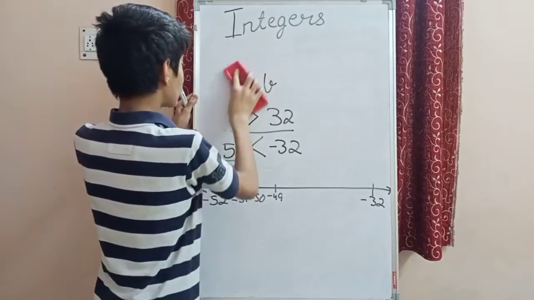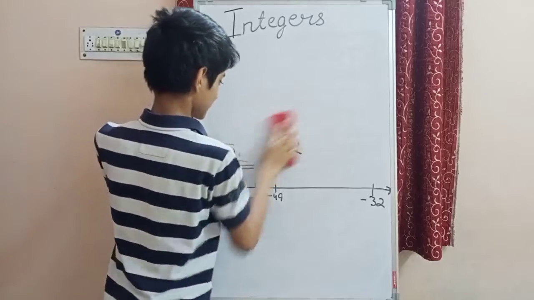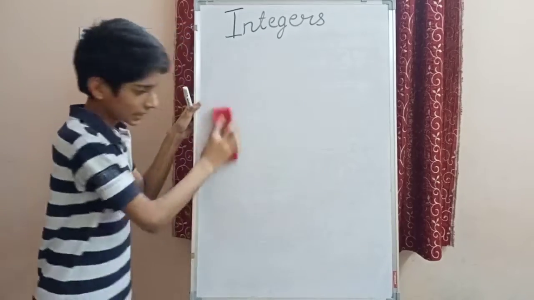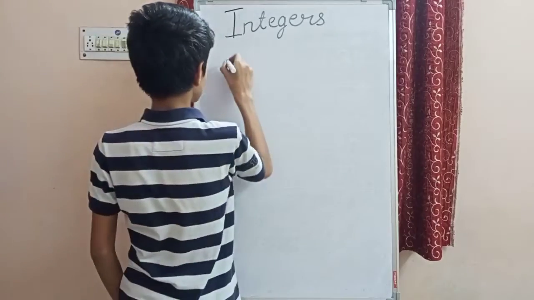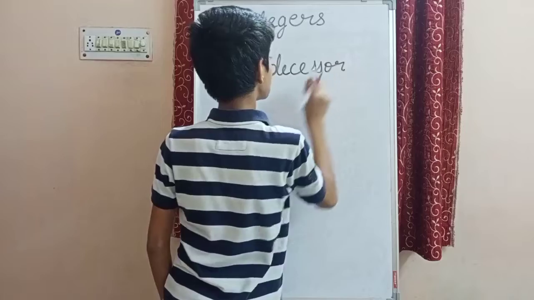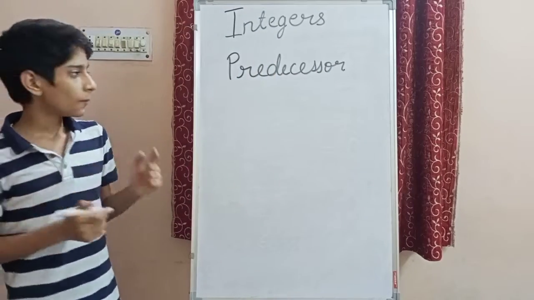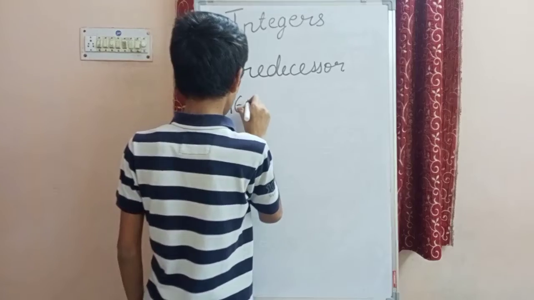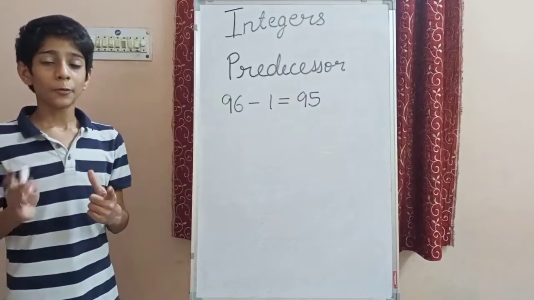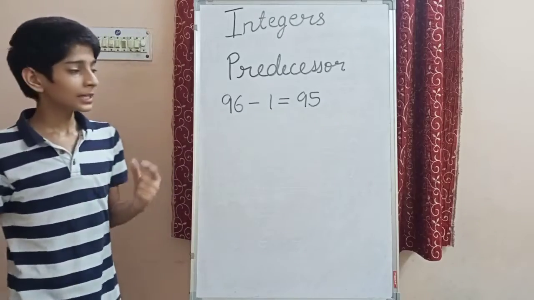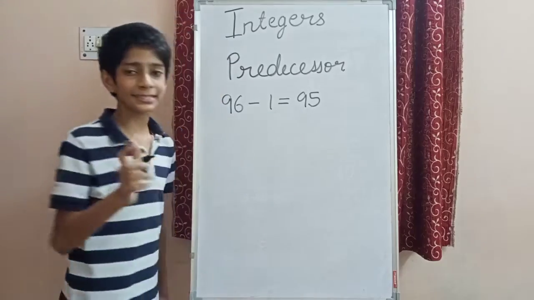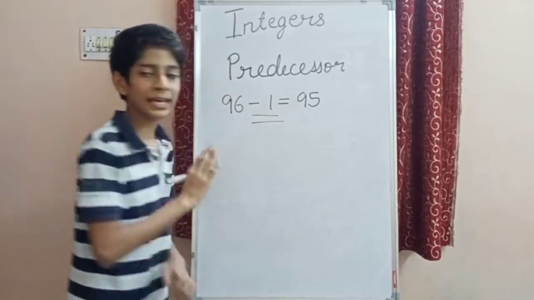Now I will tell you about the predecessor and successor. So here we write the heading as predecessor. Now what does predecessor mean? Predecessor means when we are doing like this, 96 minus 1 is equal to 95. So what does predecessor say? When we do any number minus 1, the answer that comes is called the predecessor. So predecessor simply means minus 1 in any number.